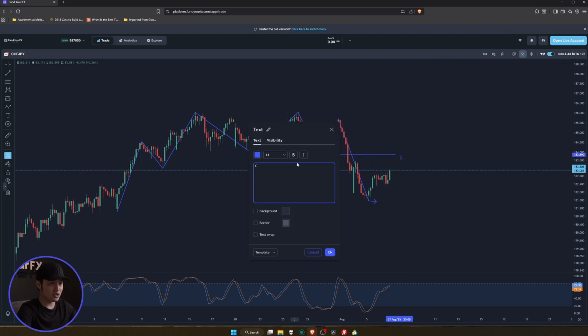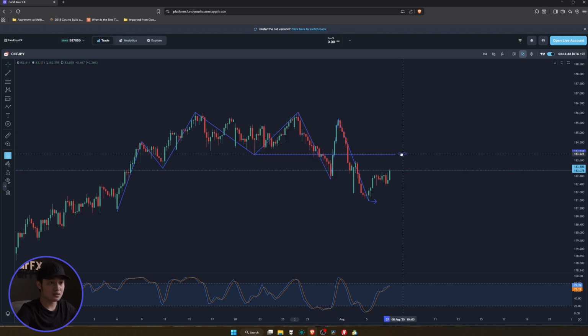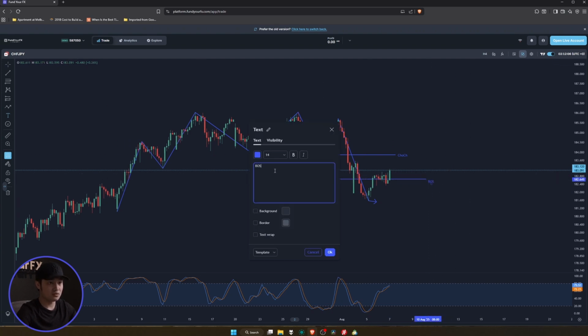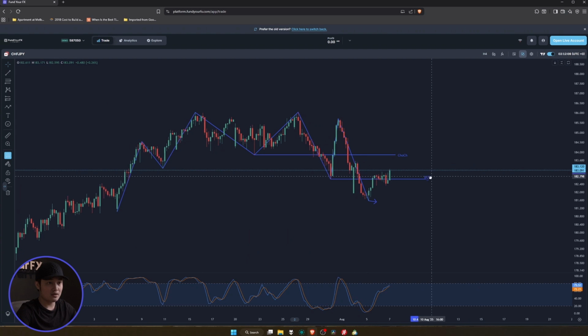Okay, change of character. And here, after the change of character, you see the validation form as the break of structure. Let me copy this. Okay, this is the break of structure right here. And right now the price seems to create a pullback, but the main question is, where is the stopping price? Where is the target for the pullback?